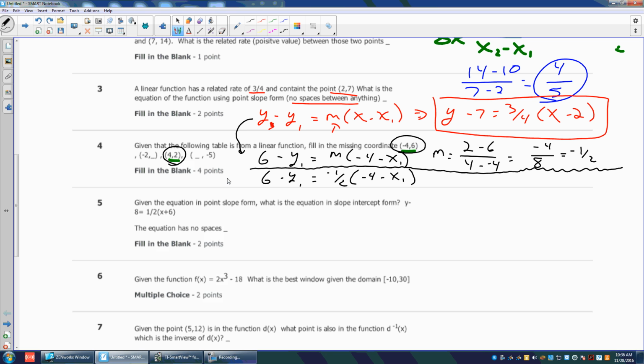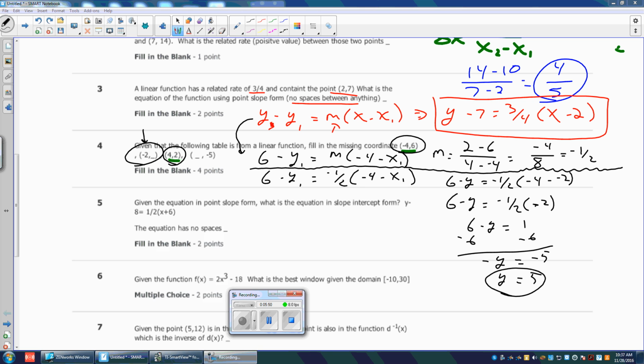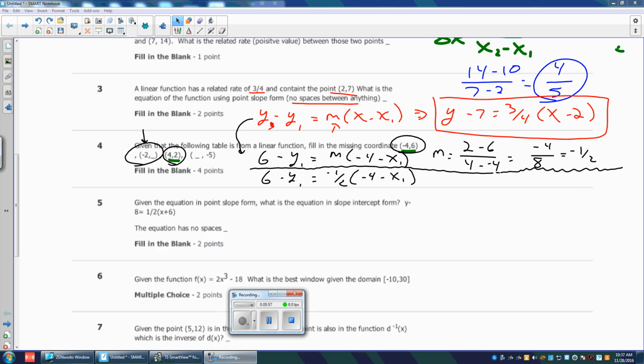So now, if I want to find this blank, everywhere I see an x, I put in negative 2. So 6 minus y equals negative 1/2 times negative 4 minus negative 2. Then I crunch the numbers, and y equals 5. If you want to copy that down, hit pause now because it's about to disappear. Of course, if you missed it, you can always hit rewind just a little bit and copy it down again.